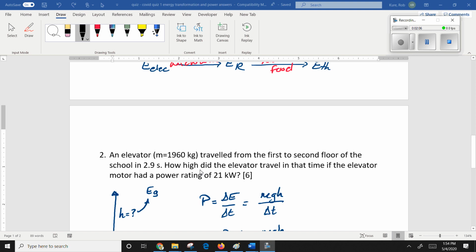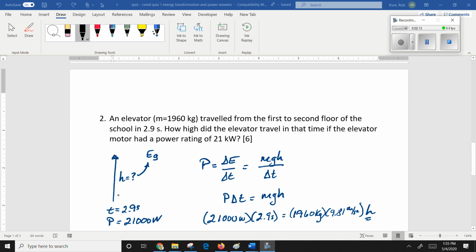Now the calculation here, we've got an elevator, and the elevator is traveling from the first floor to the second floor. It takes 2.9 seconds to go up. It tells us that we have a mass over here, and the power rating is 21 kilowatts. We can't use kilowatts, so we're going to convert it to watts: 21,000 watts. What's happening here is I have an energy change, and I also have power. We know that power is equal to the change in energy over time. Well, what kind of energy do we have here? We are lifting something up. We have a height. That means we've got gravitational potential energy.